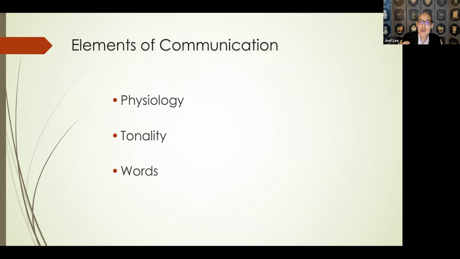So remember, folks, I said to you a little bit earlier, we're going to play a game. Folks, could you write down on a piece of paper what percentage you think physiology comprises, what percentage tonality comprises, and what percentage words comprises. Okay, go ahead and do that now. I'll give you maybe 30 seconds, 1 minute. Don't worry about getting the right answer. All I'm concerned about is that you have some numbers to share, because I'm going to ask you to share those numbers.